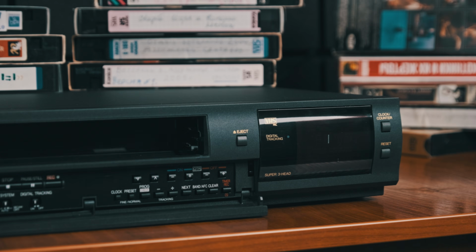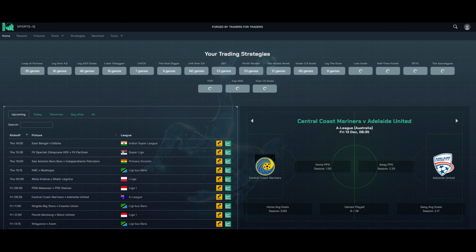But I digress. Now, before we jump into the filters for this strategy, let me explain what the strategy is. In essence, we are going to be placing multiple lay trades within the second half, but this is all goal dependent, as I will explain very shortly. Ideally, we need as many goals as possible in the second half.